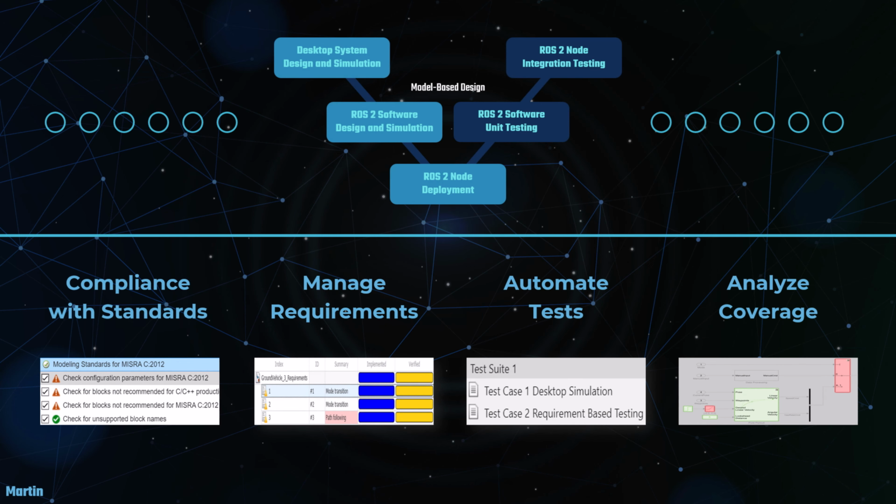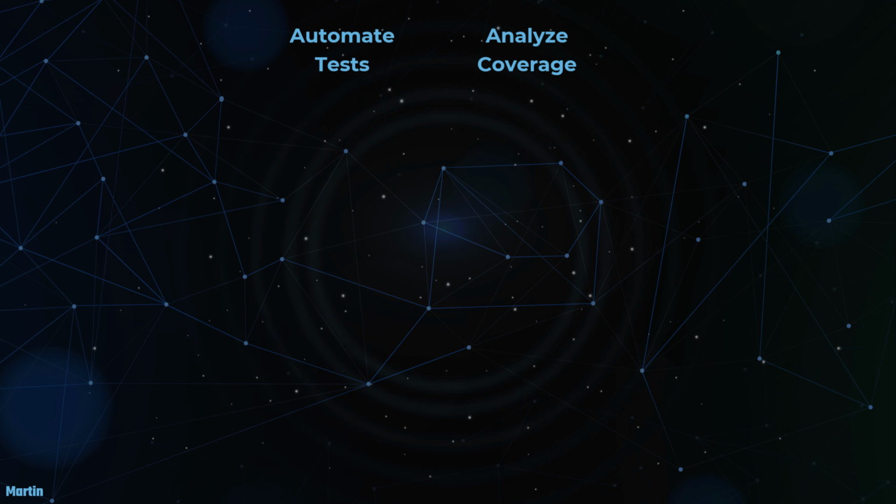Next, we'll move on to automating tests and analyzing coverage. In this phase, we'll focus on how to automate the testing process and analyze test coverage to ensure that all aspects of the system are thoroughly verified. This step is crucial for confirming that the design meets all requirements and avoiding unintended functionalities.